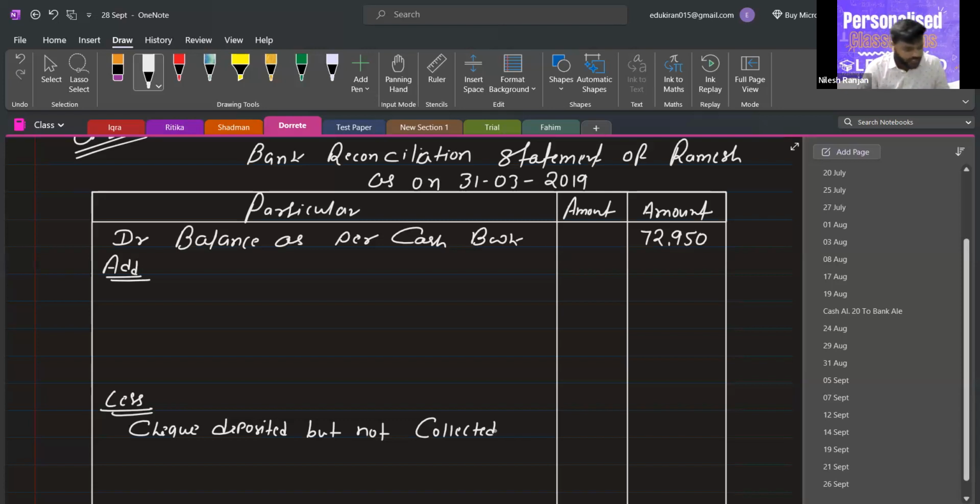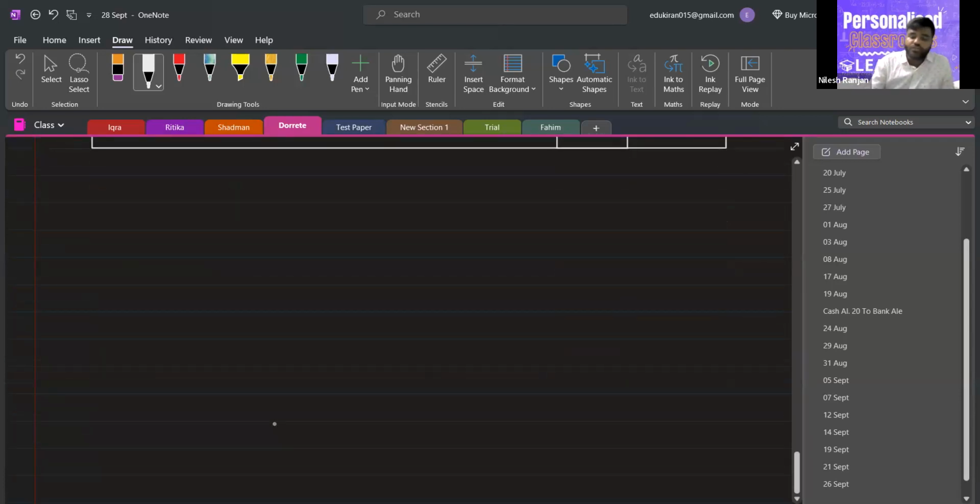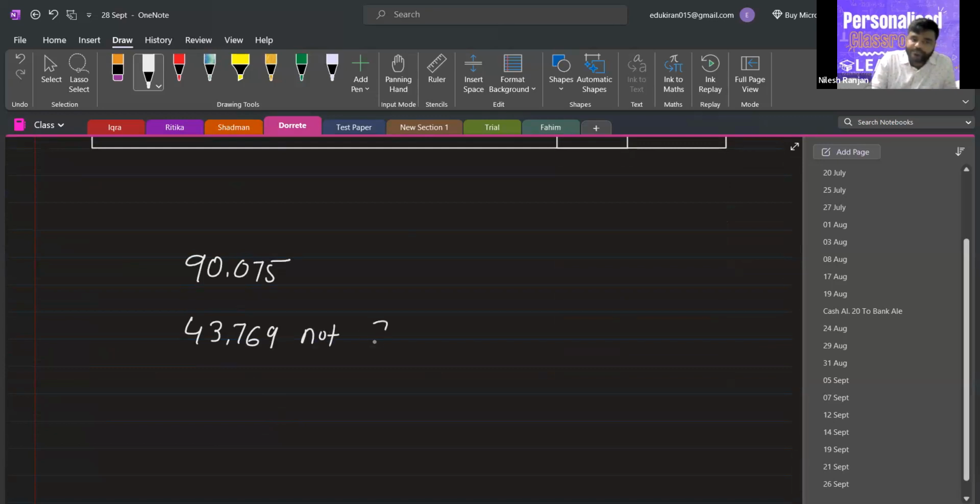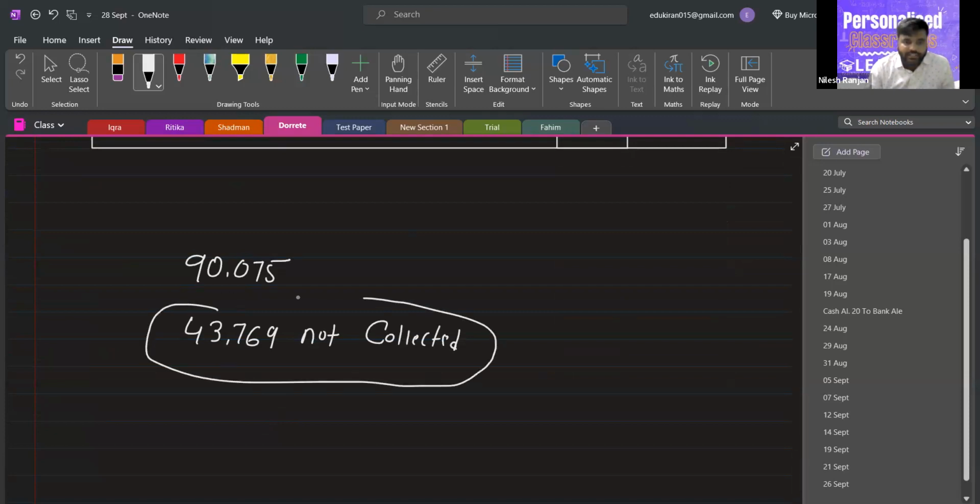Okay. So in this question, it is said that he sent a check for 90,075. And it is said that checks amounting to rupees 43,769 were not collected. Not collected. So we will record the transaction which is not collected. If it is collected, then we don't have to record it.